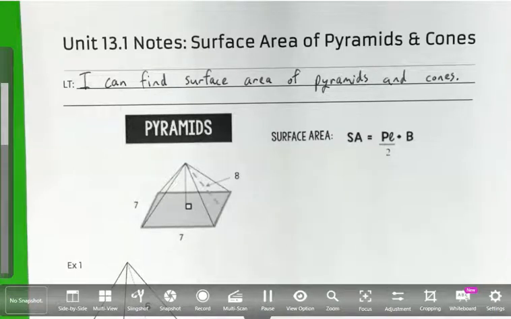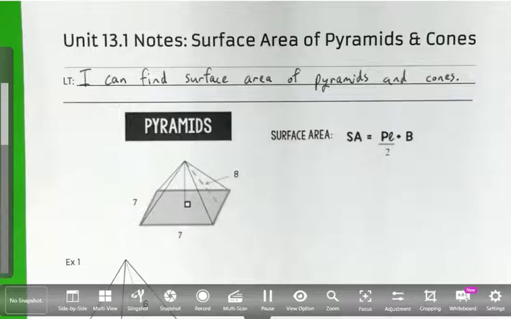Hello everyone, this is the notes video for Unit 13.1, which is just dealing with surface area of pyramids and cones. You can see that learning target right there. I can find surface area of pyramids and cones, and you can go ahead and pause the video now and write that down.